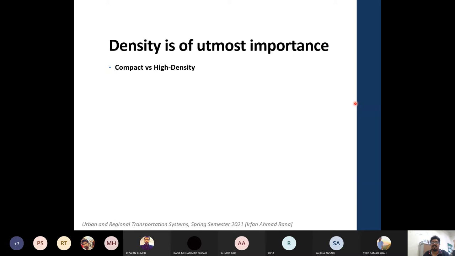Any planner who wants to distinguish: what is the difference between a compact city and a high density city? Any planner? You have already gone through the sustainable land use course as well. So what is the difference between a compact city and a high density city? Yes, Amar, please.